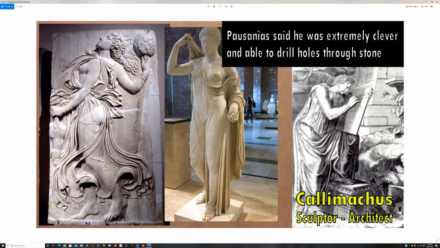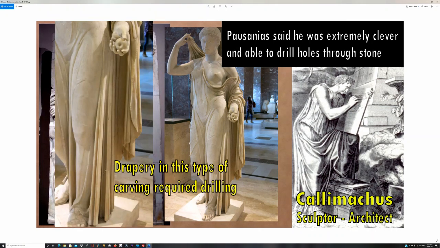But Pausanias, in the 2nd century AD, I'm sure it was, said Callimachus was quite important, extremely clever and able to drill holes through stone. But it was more than that. He was using drilling to create these folds in the drapery. So a lot of his undercutting, you can't do with chisels. Or you can, but it's really fiddly work, and it's not as nice.